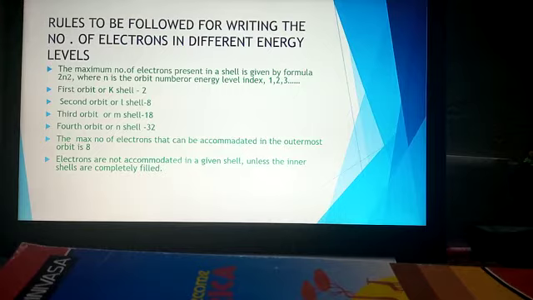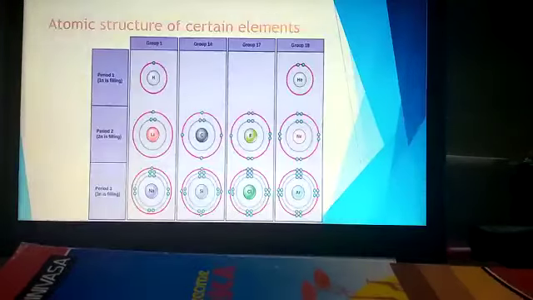It must be 8. The electrons are not accommodated in a given shell unless the inner shells are completely filled. So when the inner shells are completely filled, then only the electrons will jump into the next shell. So these are the rules to be followed when you are writing the number of electrons in different energy levels.